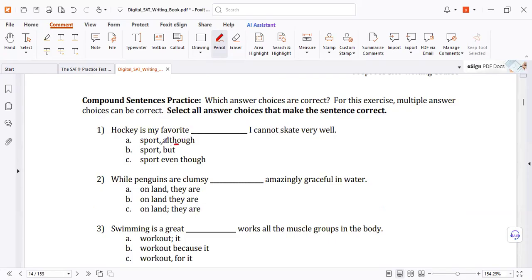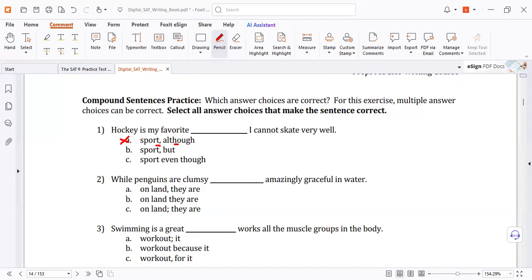Subordinating conjunction in the middle, we don't need a comma. Wrong. Okay, hockey is my favorite sport. So why did you cross out the first option? Because with a subordinating conjunction in the middle, we don't need a comma before it. Rules. Oh, yes. So I found the comma, so it's wrong.